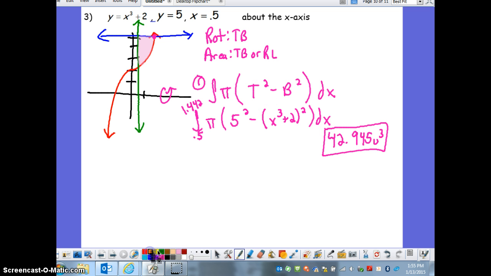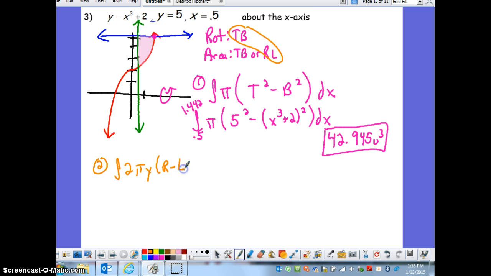that means now I'm going to match it up like this. So I'm going to do this as a right-left problem. So the second method here, I'm going to do the integral of 2 pi y and then right minus left dy. So again, I set this up, the integral of 2 pi y, right side minus left side. So the right side now is the red. I have to solve this for my x. So when I do that, that's going to be y minus 2 equals x to the third.